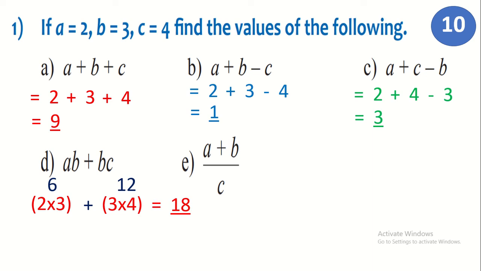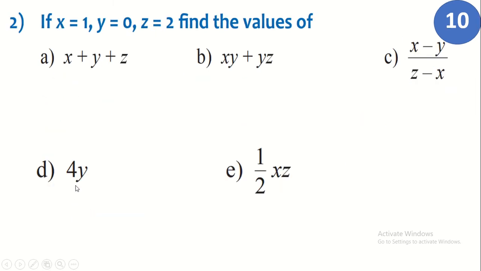For letter E, you have 2 plus 3, and then divided by 4. And then your answer is 5 over 4, or 1 and 1/4. Okay?